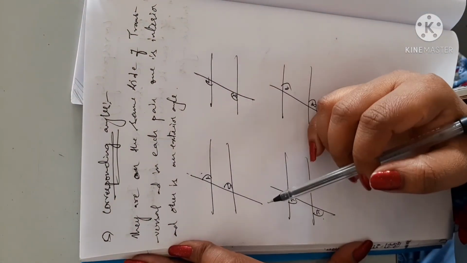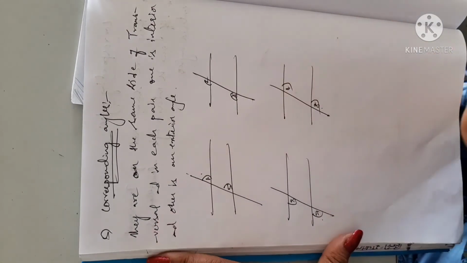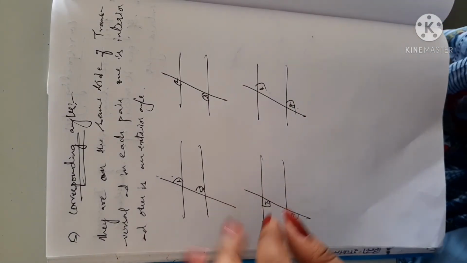Now what are corresponding angles? They are on the same side of a transversal. If one is interior, the other one is exterior. So these are the types of angles made by a transversal.